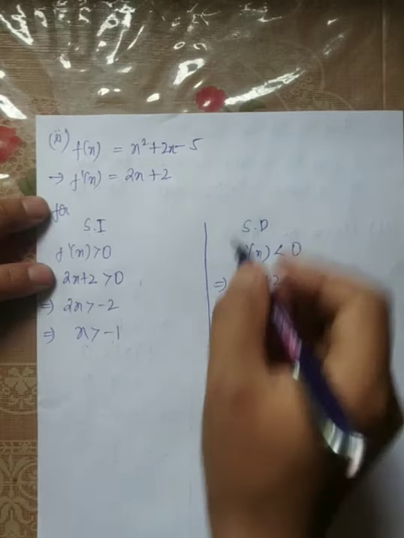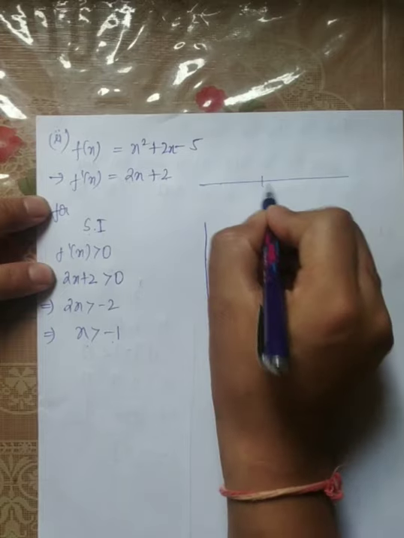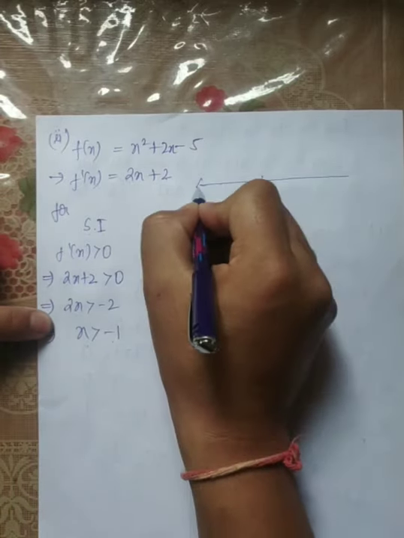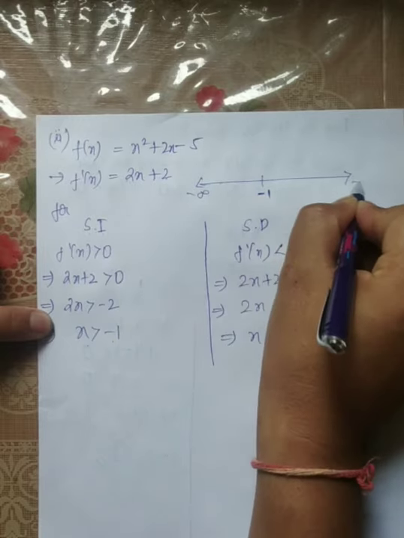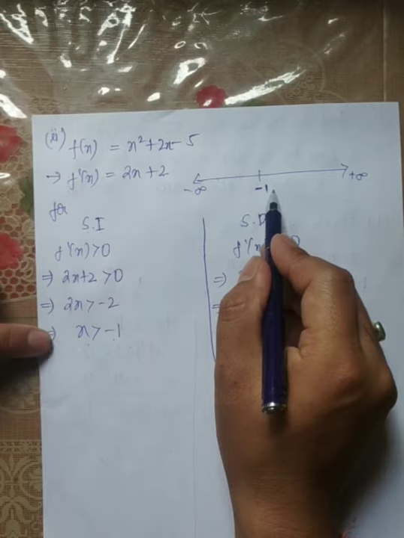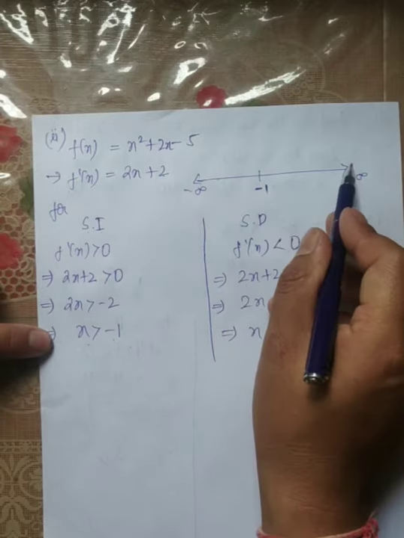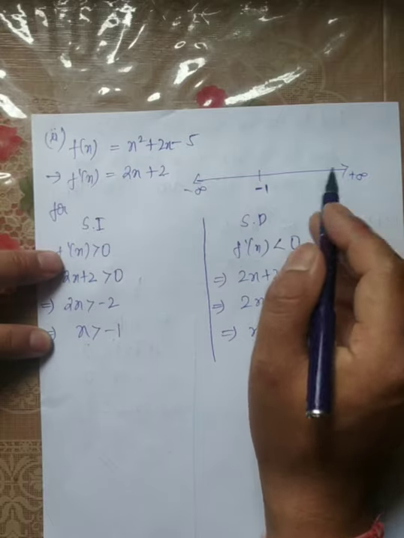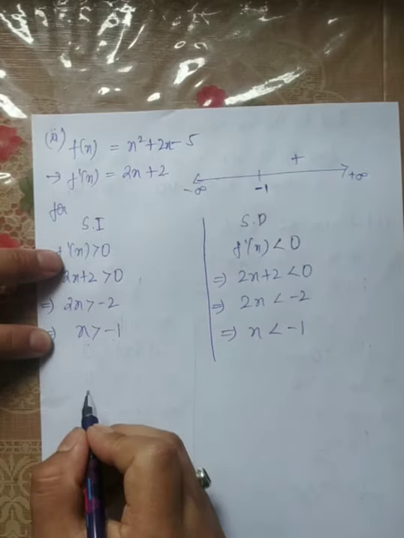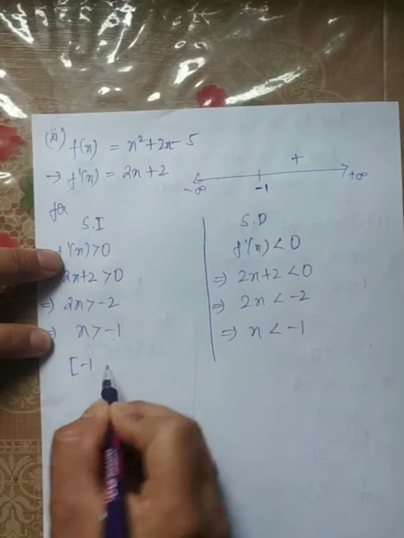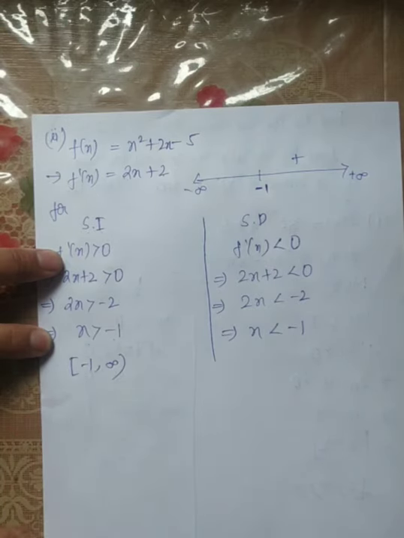So how will you make the range? Draw a line, and mark the point minus 1. This side is minus infinity, this side plus infinity. For all the values greater than minus 1, the function is strictly increasing, isn't it? So hence your range will be minus 1 to infinity, open.